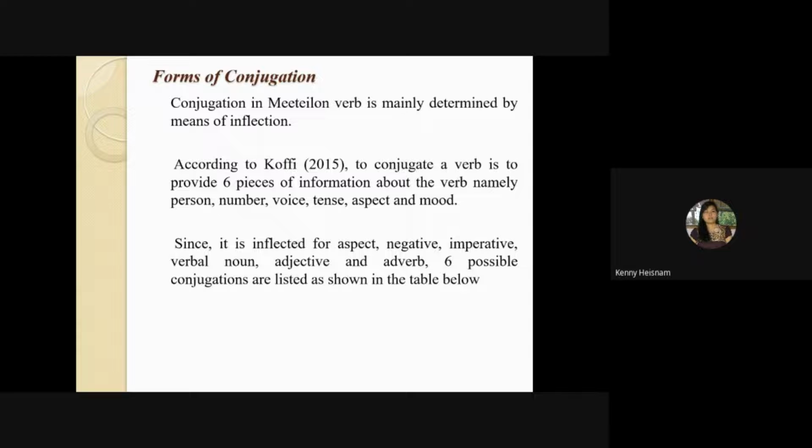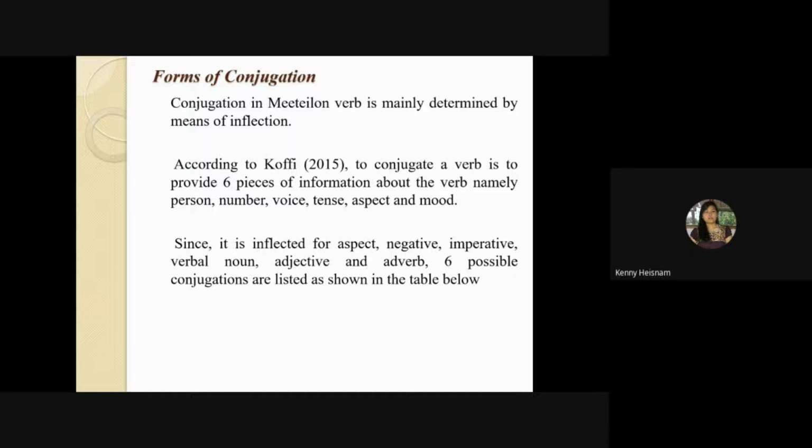And next is the form of conjugations. Conjugation in Meeteilon is mainly determined by means of inflections. In the year 2015, Coffey claimed that to conjugate a verb is to provide 6 pieces of information about the verb, namely person, number, voice, tense, aspect, and mood. But in the case of Manipuri, verbs are not inflected for person, number, voice, gender, since it is only inflected for aspect, negative, imperative, verbal noun, adjective, and adverb.